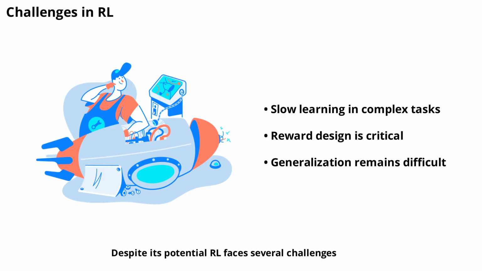Despite its potential, RL faces several challenges. Learning can be slow, especially in complex environments with sparse rewards. Designing effective reward systems is tricky, as poorly designed rewards can lead to unintended behaviors. RL agents may also struggle with generalization, finding it hard to adapt to new situations. Researchers are actively working on solutions to these challenges, making RL more robust and efficient.